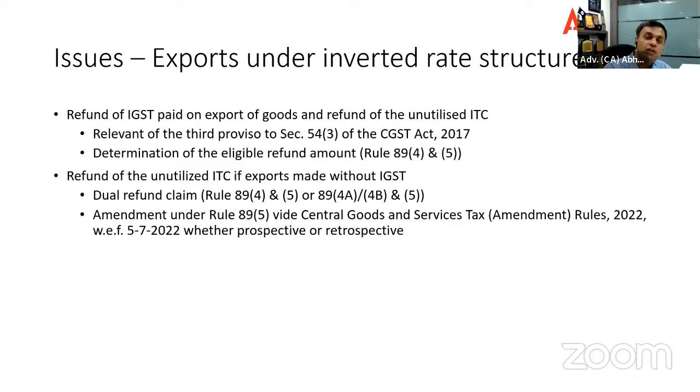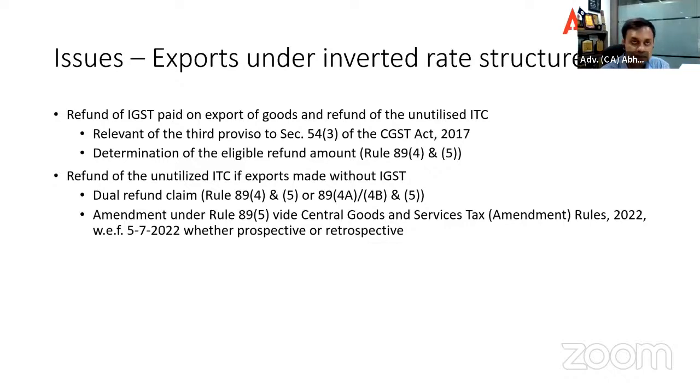Now, what happens to the credit which remains accumulated even after paying that 5%? Since they are working under the inverted rate, certainly the quantum of credit on the inputs is on a much higher side than the tax that they pay on such exports at the rate of 5% or 12%, as the case may be. So the issue arising is whether such a person can also claim a refund of accumulated credit on account of inverted rate structure under section 54(3) read with rule 89(5).